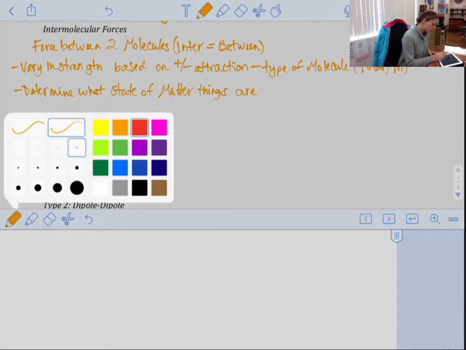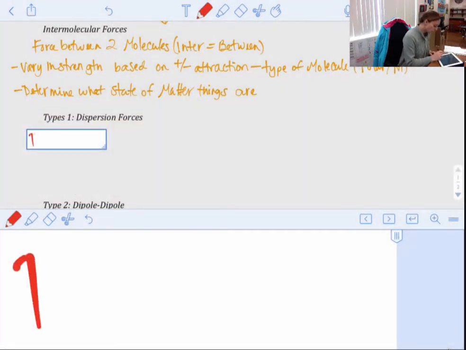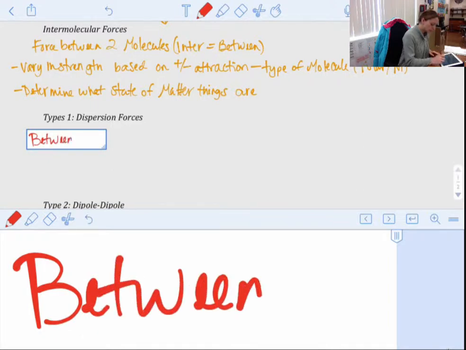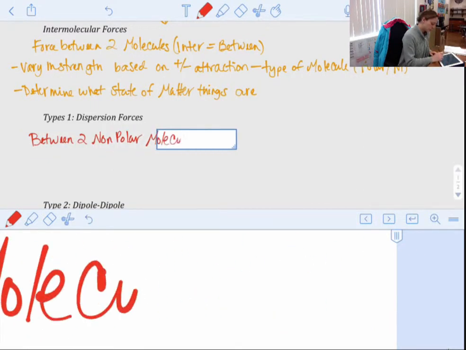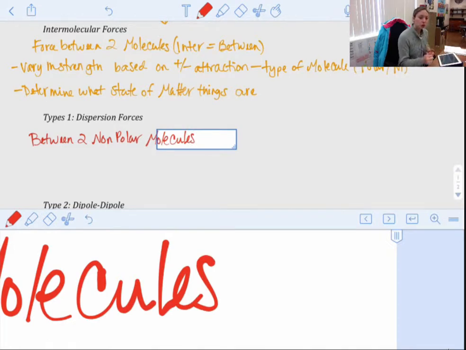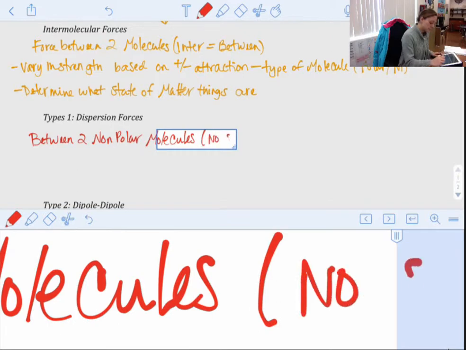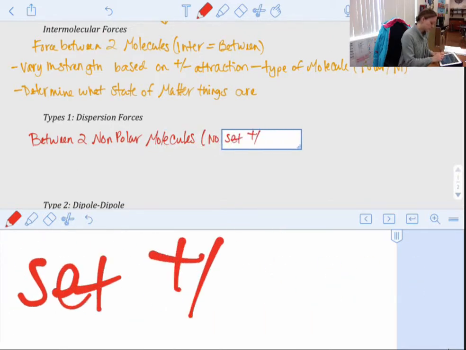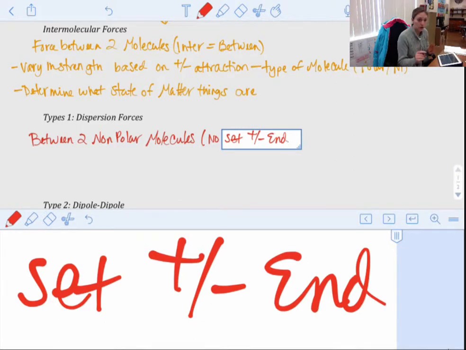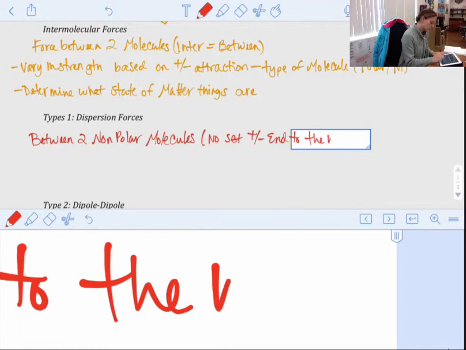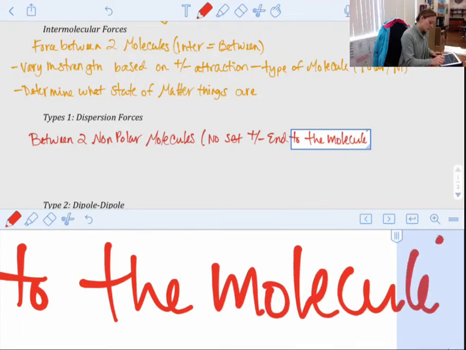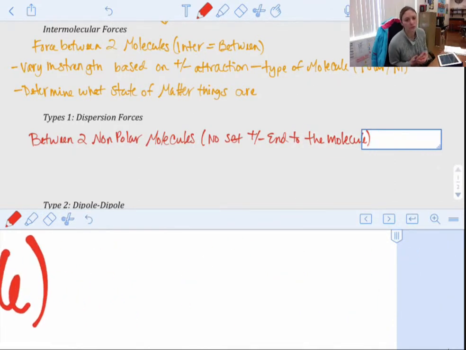Okay, a dispersion force is between two nonpolar molecules. That's the important part there. Well, if something is nonpolar, that means you don't have a positive or negative end to the molecule. No set positive or negative end to the molecule. So even though the bonds themselves might be polar, these molecules are not. So overall, this molecule doesn't have a positive end, doesn't have a negative end.